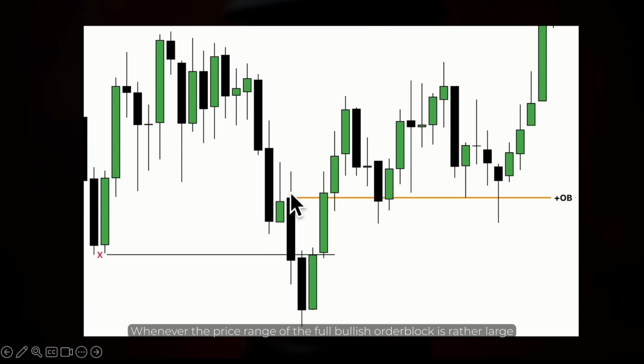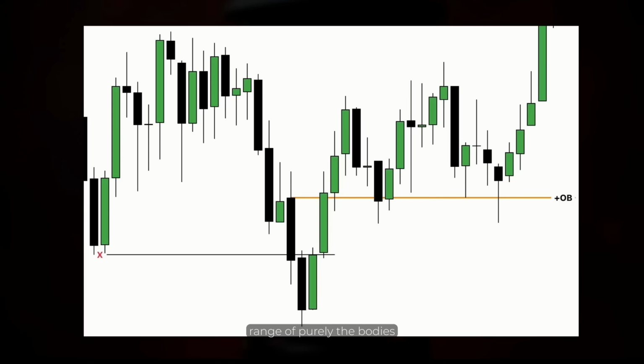Whenever the price range of the full bullish order block is rather large, meaning from this high to this low, what you can pay attention to is the range of purely the bodies, meaning you can ignore the wicks then. Why? Because the wicks do the damage whilst the bodies tell you the story. Therefore, you can see that within this chart example, I've annotated the open of this down close candle as the beginning of the bullish order block.